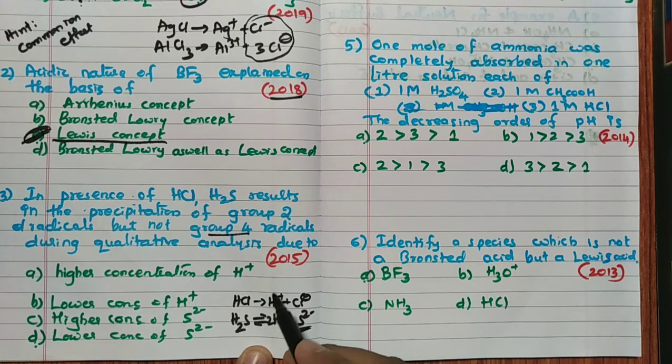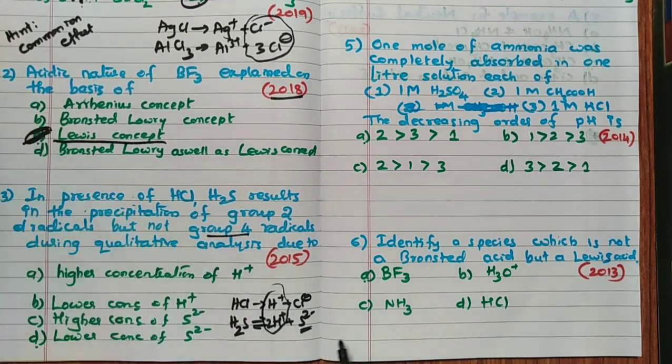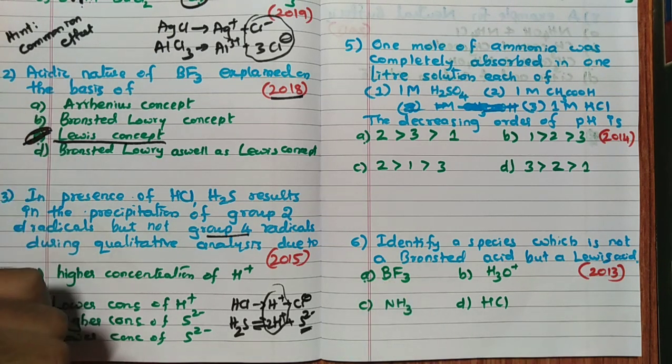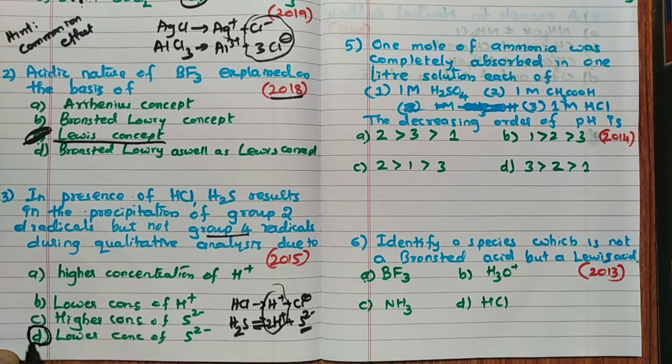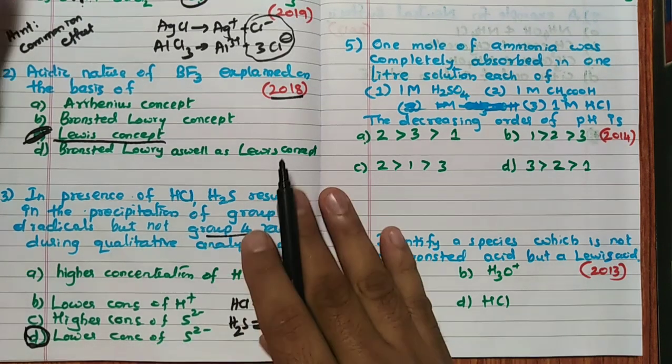But what happens is, because of the common ion here, S2- concentration decreases. Solubility of H2S decreases and concentration decreases. So for group 4 radicals, the ionic product will not exceed the solubility product. But for group 2, the ionic product exceeds the solubility product. Because of that reason, the answer for this question is D. Lower concentration of the S2-, that is due to the common ion effect.